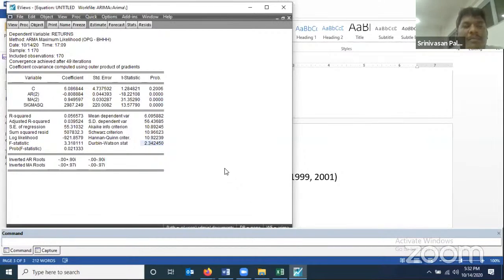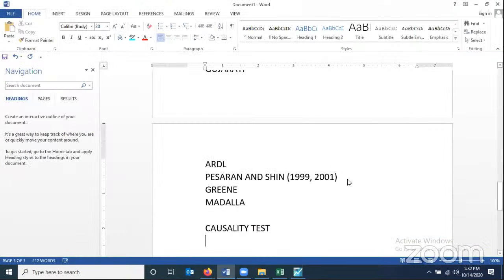Otherwise, the autocorrelation condition is a requisite condition to go for the ARIMA model. Otherwise you will get an insignificant MA. Okay. Got it, sir? Yes, sir, got it.